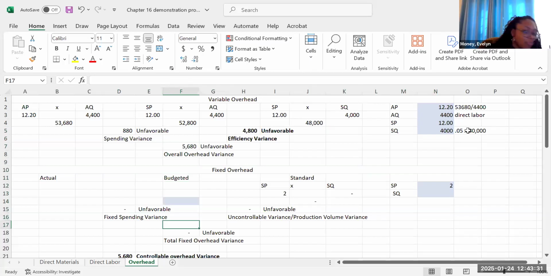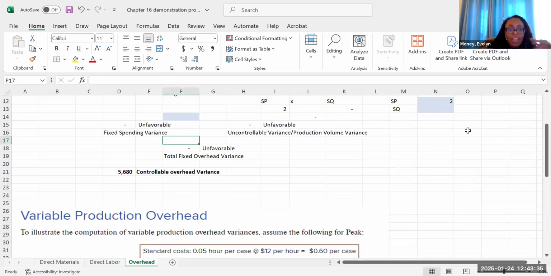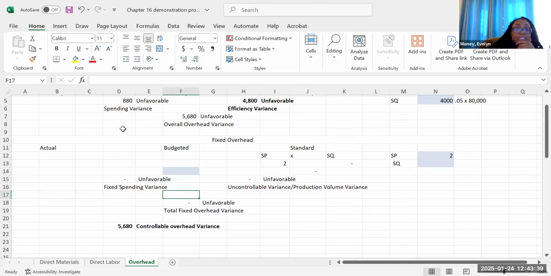Now, let's look at fixed overhead, because this is where it gets fun. When it comes to materials, labor, and variable overhead, we're using the same pattern. But for fixed overhead, it changes, because now we need to pull out the actual amount of fixed overhead that we spent, the budgeted amount, and then the standard amounts.